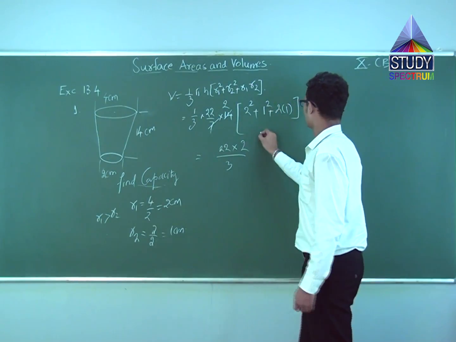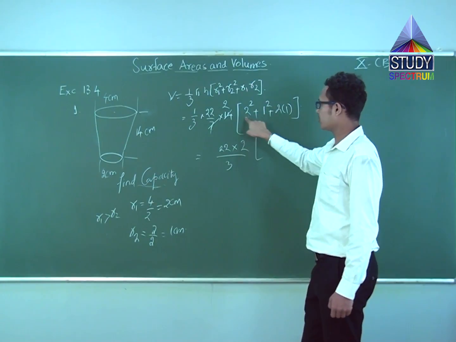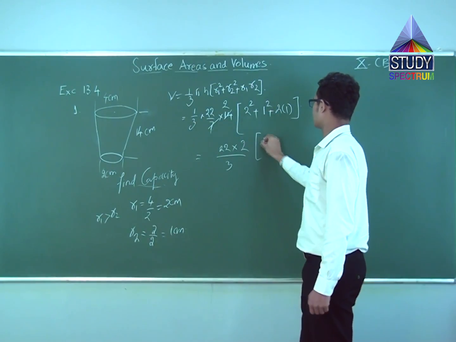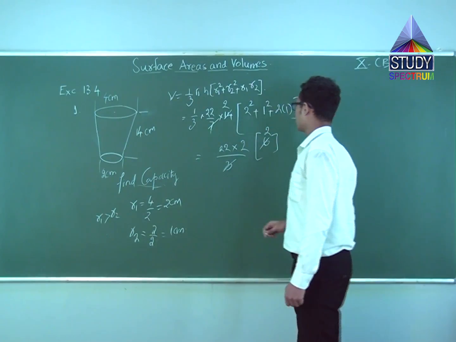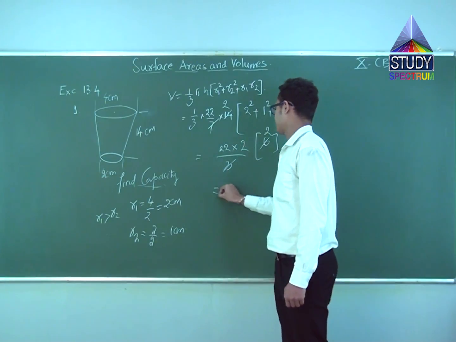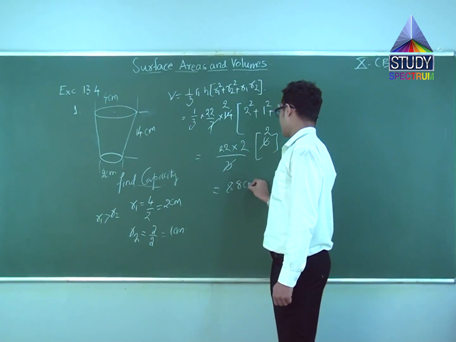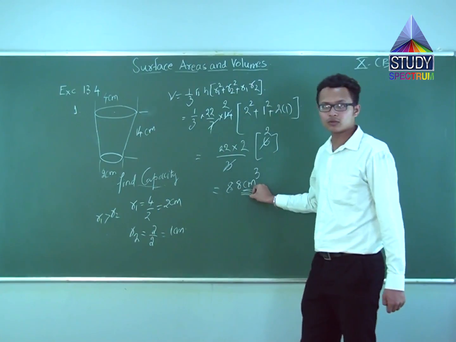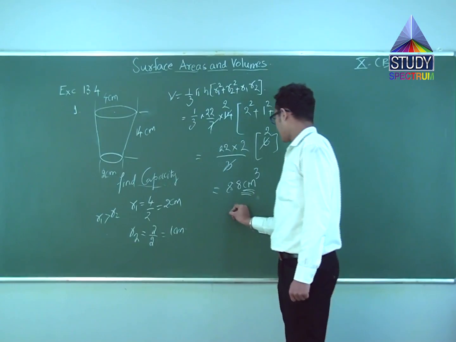2 square is 4, 1 square is 1, 1 plus 4 is 5, plus 2 is 6. 3 goes out with 6 to give 2. 2 into 2 is 4. 4 times 22 is 88. 88 centimeter cube. If you do not write units, you might lose marks. Remember that.